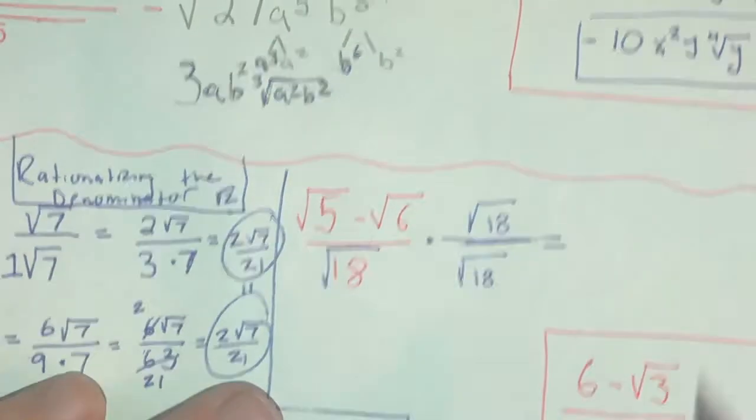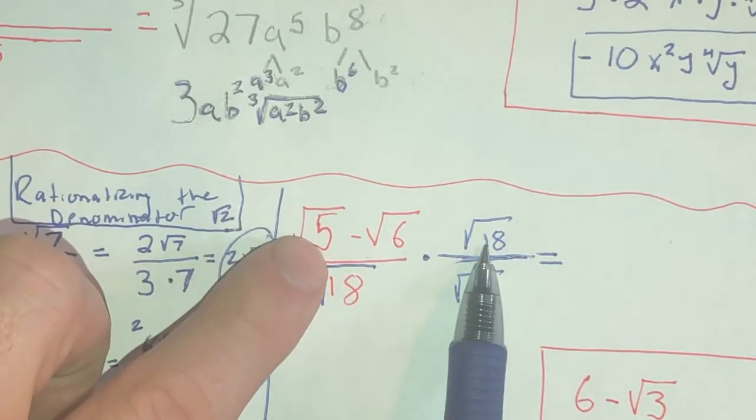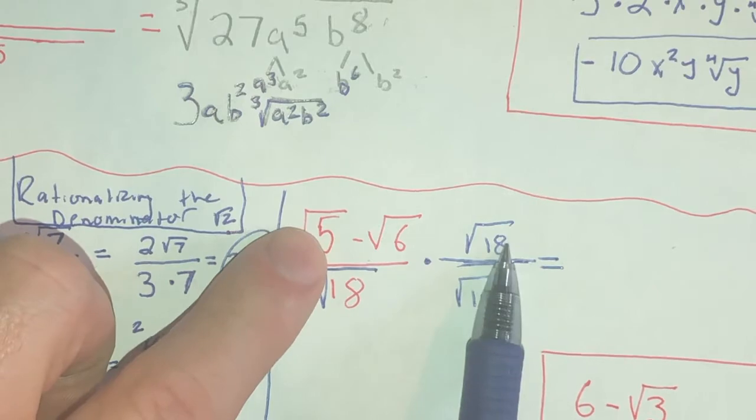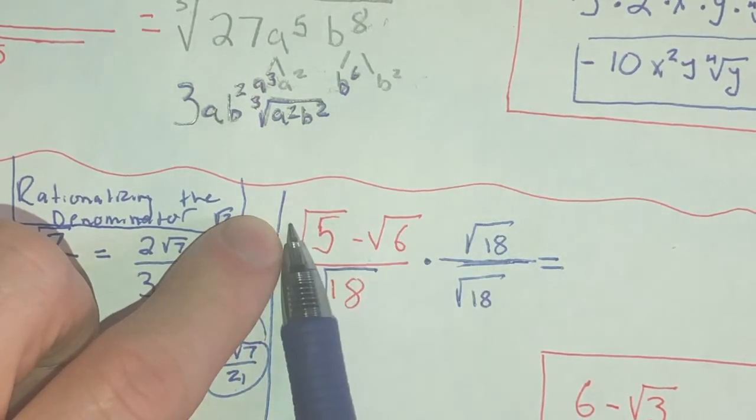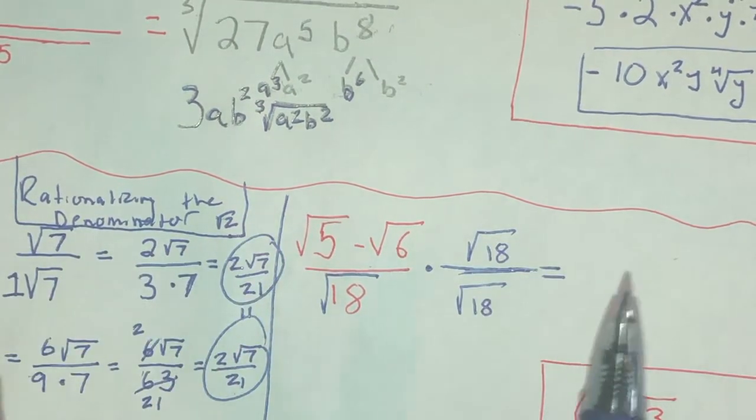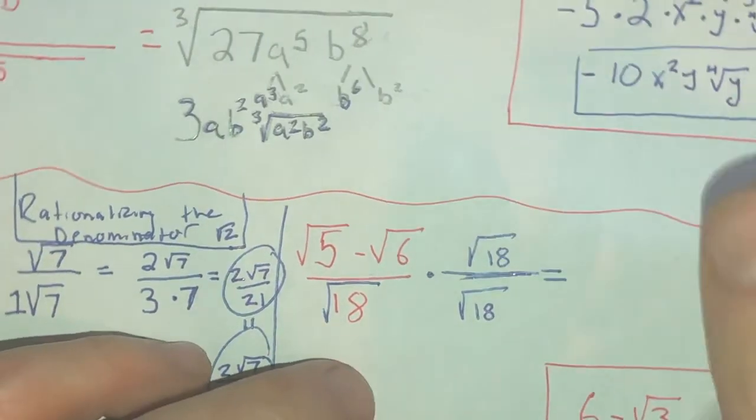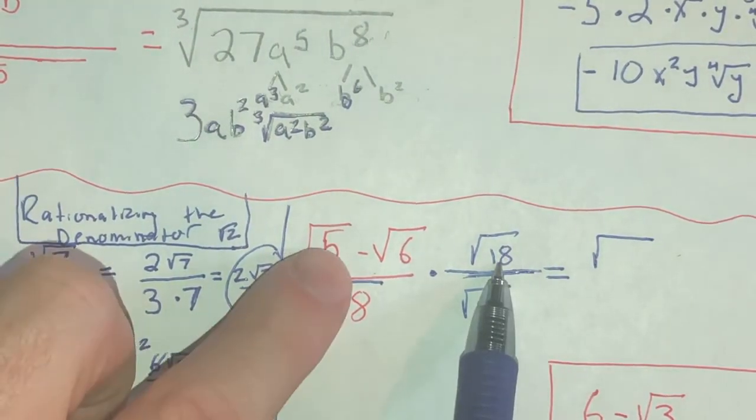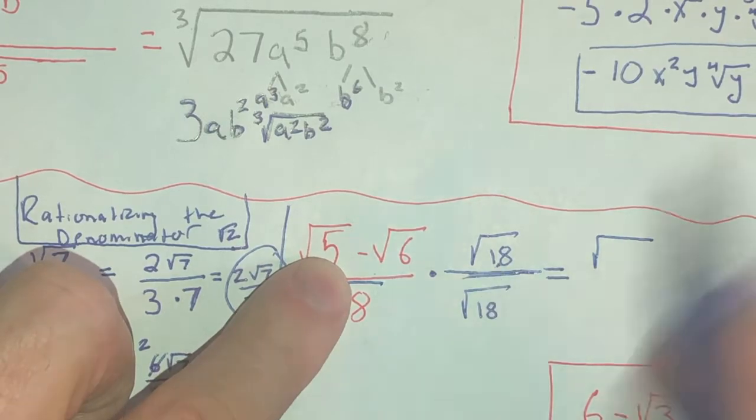So here's where it gets harder. Remember, when you multiply square root times square root, are the indices the same? 2 and 2, yes. I multiply the numbers under the root. So 18 times 5, that is 90.